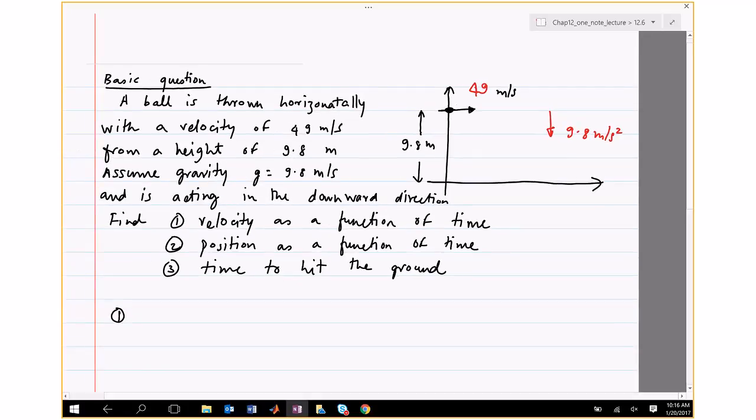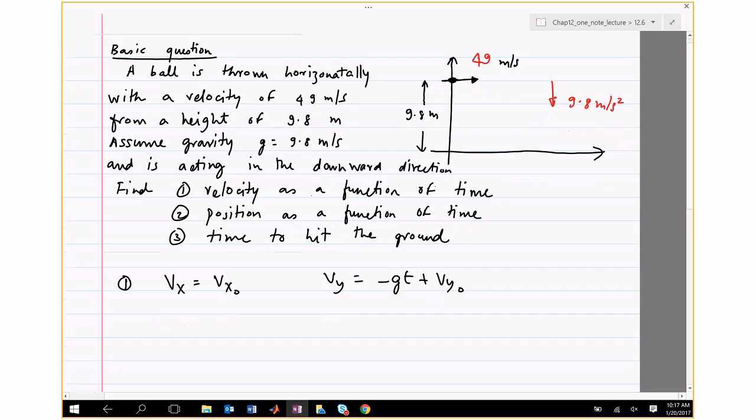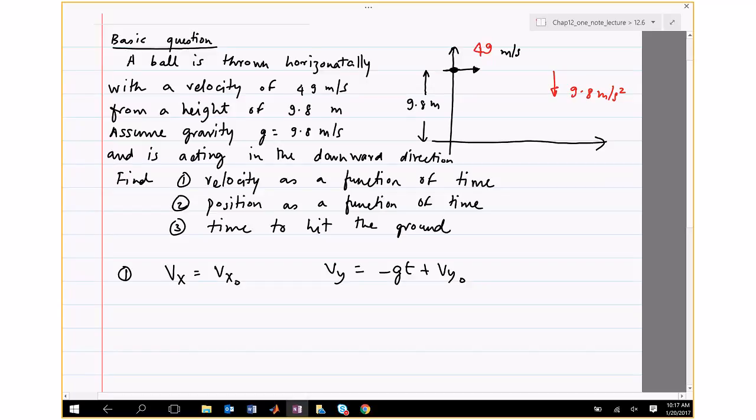Okay, so what's the velocity? Let's try to write the expression. What we know about the velocity is that the velocity in the x direction is vx0. And vy is minus gt plus vy0, right? So all I need to do is sub in the values of vx0 and vy0.